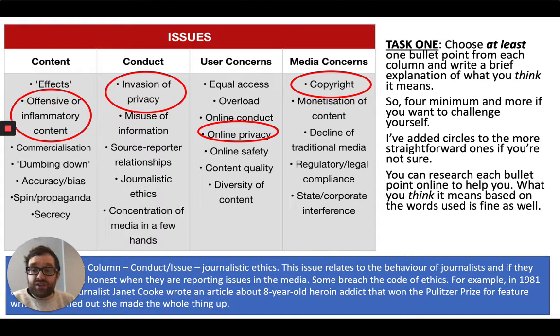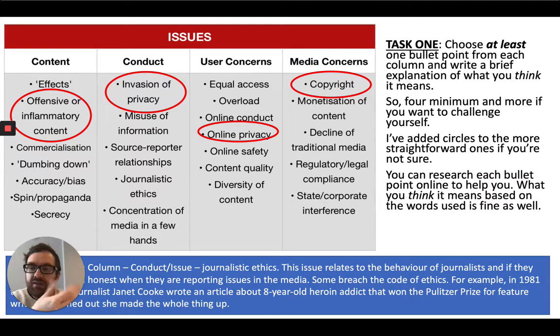Commercialization is just to do with how we make money. Can it make money? Does it have commercial appeal and commercial opportunities and potential? Dumbing down is to do with oversimplification of something: does this media content oversimplify something very serious, therefore reducing the public conversation around it to something too basic? Accuracy and bias: is the content truthful, and does it have an agenda behind it? Spin and propaganda: is the content being used for a political purpose for some reason?